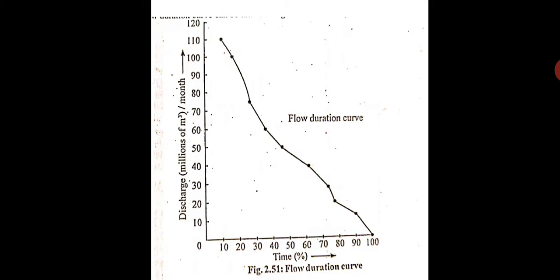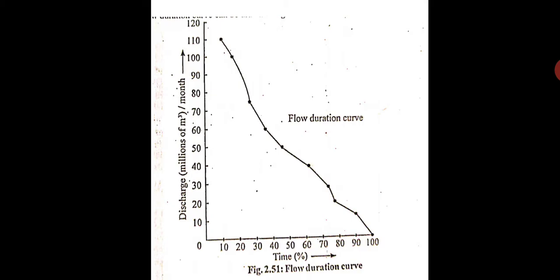And the discharge on the y-axis we have taken as 10, 20, because the maximum is 110. Okay, so 1 centimeter is equal to 10. We have considered that, and now we are plotting. So you can see 0 is 12. Okay, but 10 is for 11 months. Okay, 110 is for 10% of time. Then 100 million meter cube per month is for 20 months. Sorry, 20% of time.